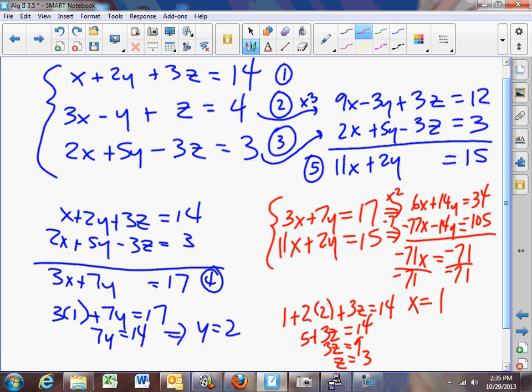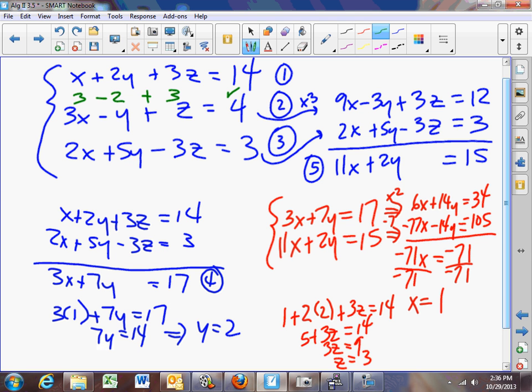So now, we use equation number 1 to find the third variable. It's important for us to check that ordered triple in equations 2 and 3. So if we put 1 in for x, and 2 in for y, and 3 in for z, 3 times 1 is 3, minus 2 plus 3, we get 3 minus 2 is 1, plus 3 is 4.